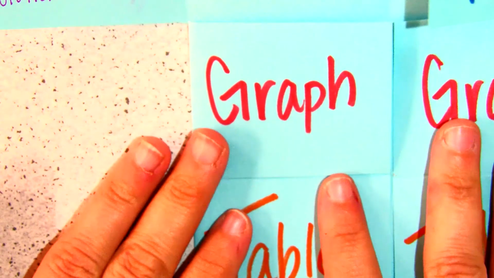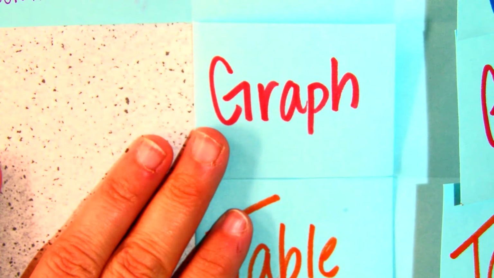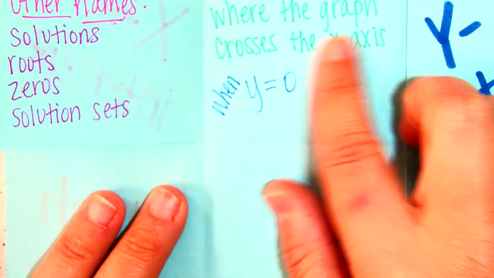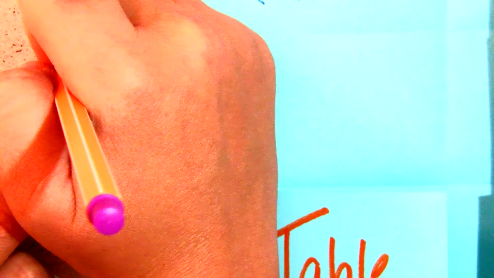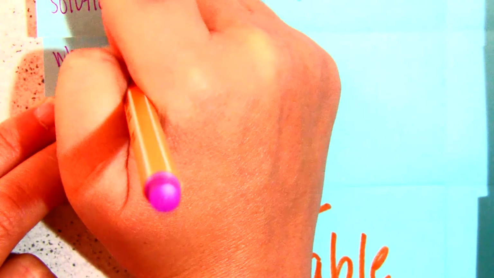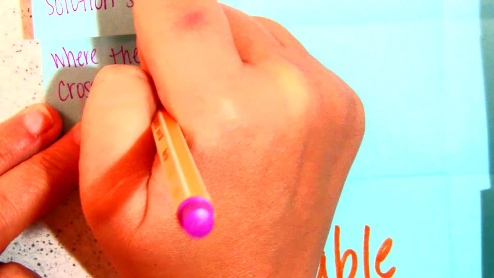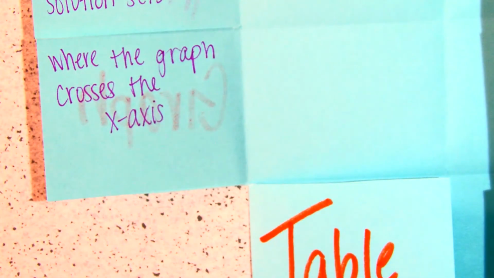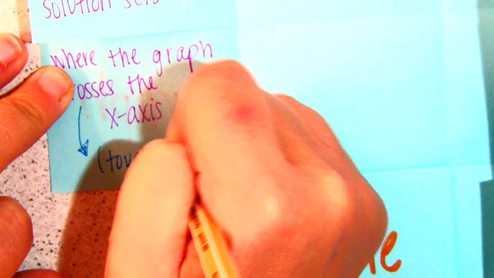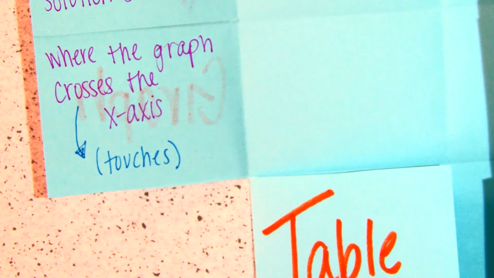Okay, so now let's look at the graph of an X-intercept. So again, we just said that the X-intercept is where the graph crosses the X-axis. So we're just going to write that again. So it's the graph crosses the X-axis. Okay? Or it touches the X-axis, if you like the word touches better. So it's crosses or touches the X-axis.